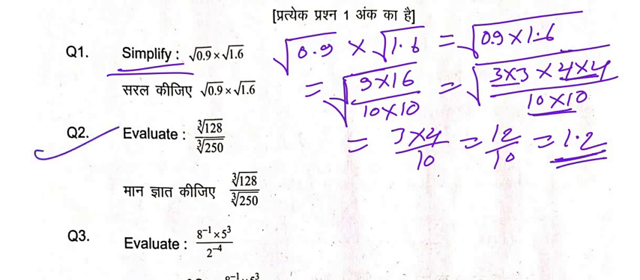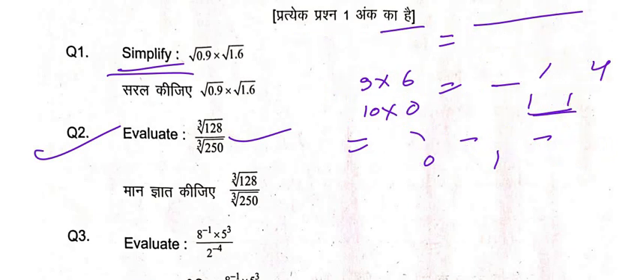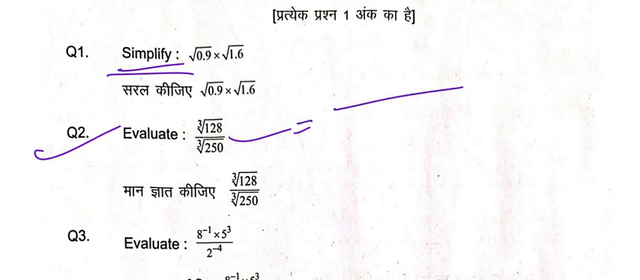Now moving to question number 2. Question number 2 is cube root. We have to find the cube root. So what you will do in this question, if you want to find the cube root, simply you have to see that 128 and 250 are both not the perfect cube of any number. So first of all, if you write the prime factors, you will get the solution.